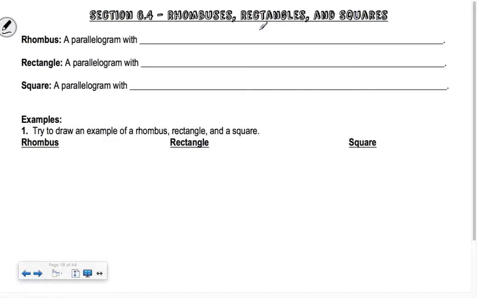All right, so section 6.4 is on rhombuses, rectangles, and squares. So a rhombus is a specific type of parallelogram. It's a parallelogram with all four sides congruent. So when you guys were in elementary school, you probably called this a diamond. Okay, so it's just basically a diamond shape.